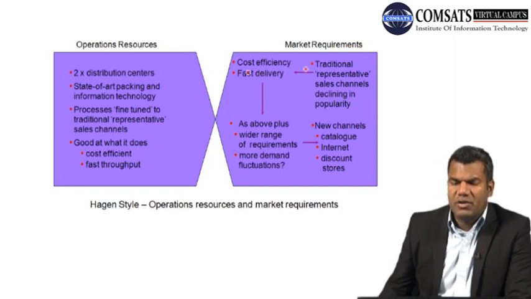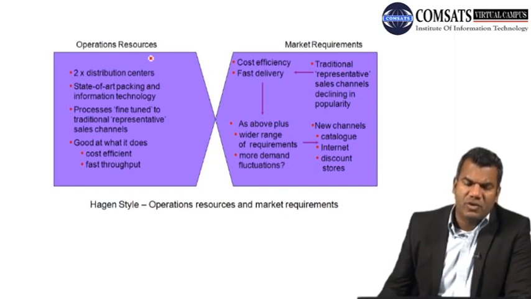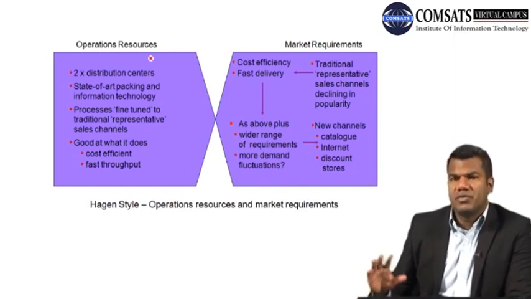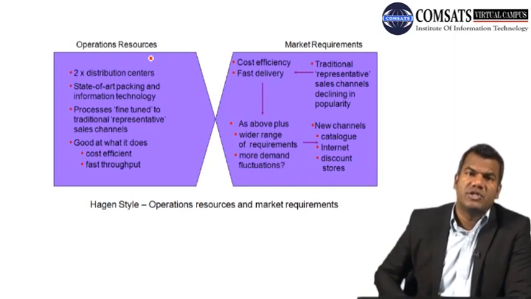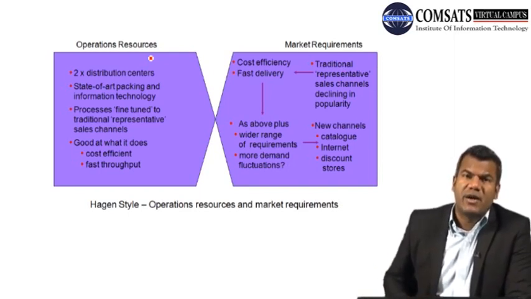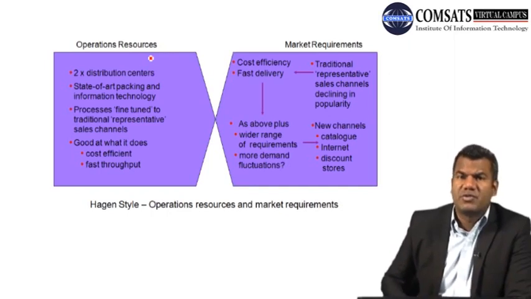Ki ji aapki cost efficiency ho, fast delivery ho, uske baad aapka jo purana ek channel tha distribution ka, that is actually declining. Now the new channels, internet aa gaya, discount stores aa gaya. So because of these things, aapka jo operational resources hai, wo bhi aapke usi external drives ki wajah se change ho rahe hote. For example, earlier hamare distribution channels ke andar we had wholesalers, retailers and all that kind of stakeholders.